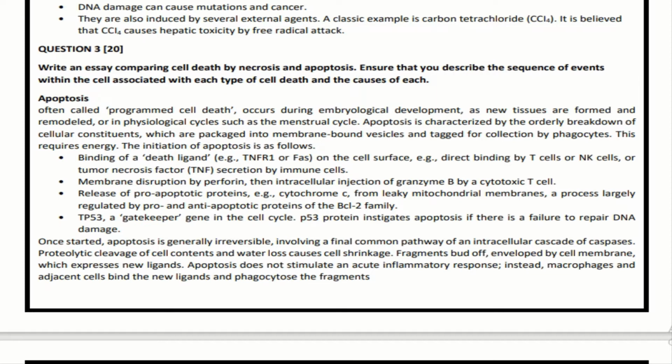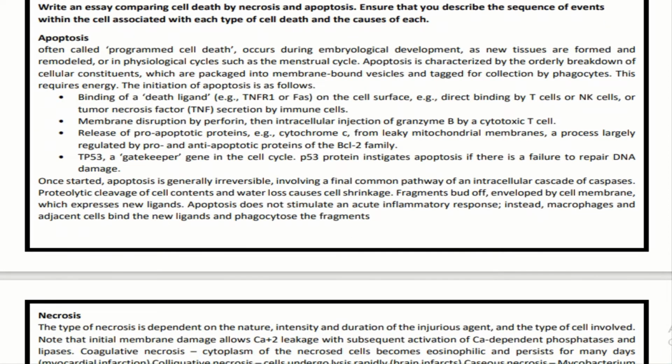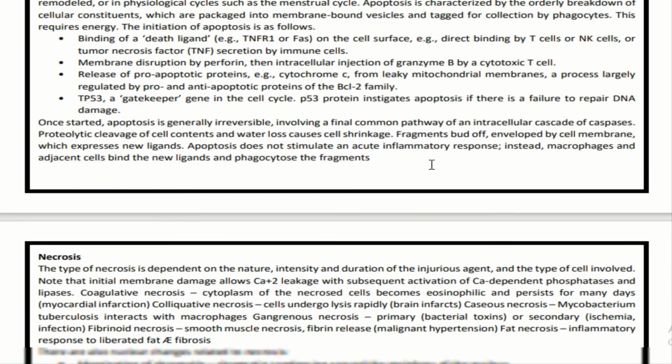Proteolytic cleavage of cell contents and water loss causes cell shrinkage. Fragments bud off, enveloped by the cell membrane, which expresses a new ligand. Apoptosis does not stimulate an acute inflammatory response. Instead, macrophages and adjacent cells bind the new ligand and phagocytose the fragments. This was your apoptosis. Next part is the necrosis.